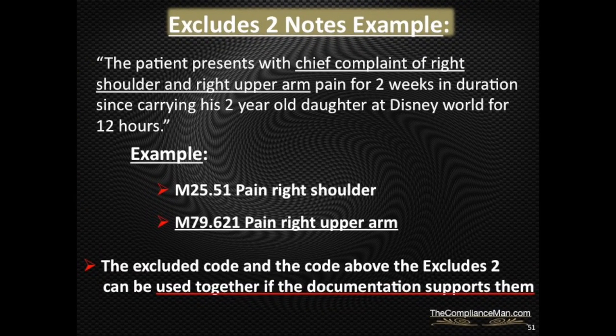So in this slide, the patient presents with a chief complaint of right shoulder and right upper arm pain for 2 weeks in duration since carrying his 2-year-old daughter at Disney World for 12 hours. So the example here would be M25.51, pain in the right shoulder, and remember the 1 means right, and then M79.62, pain in the right upper arm. So even though this is an excludes code, the code above the excludes code can be used together if, once again, the documentation supports it.